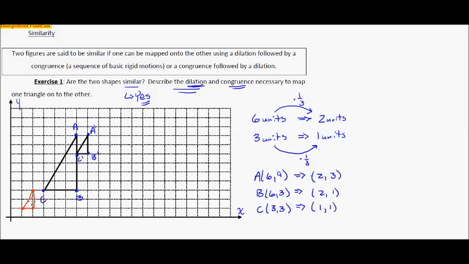If you compare this red one and this little one we're trying to get to, theirs would be the same size. But then how do we get it to be right on top of each other?